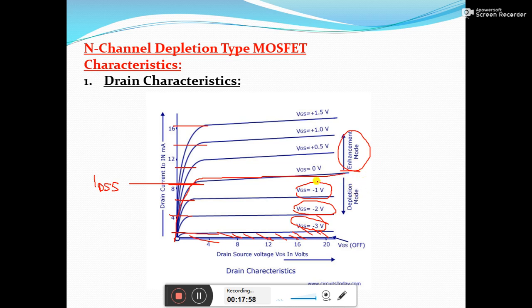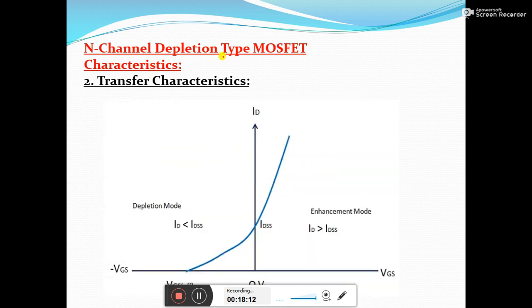And the characteristics curve below the 0 volt, or you can say VGS values 0 volt, this mode of operation is known as the depletion mode of operation. This is about the drain characteristics. Similarly, if you see the transfer characteristics, you can clearly see here from the picture.